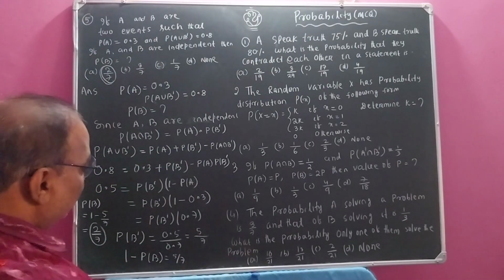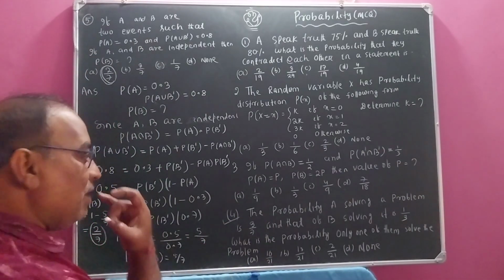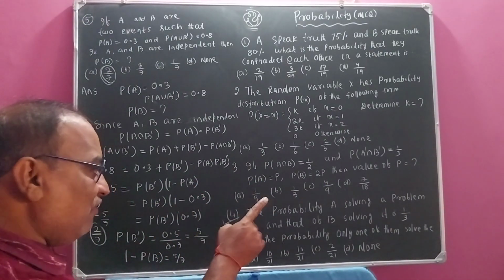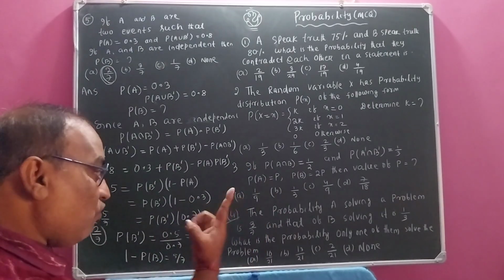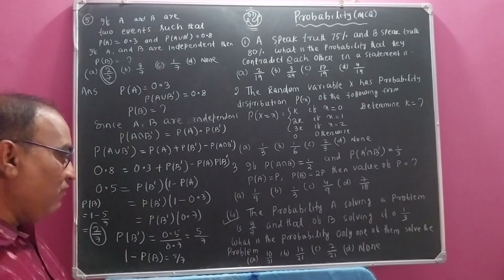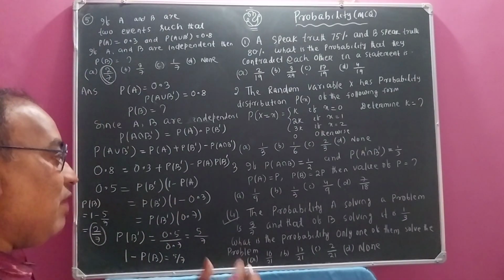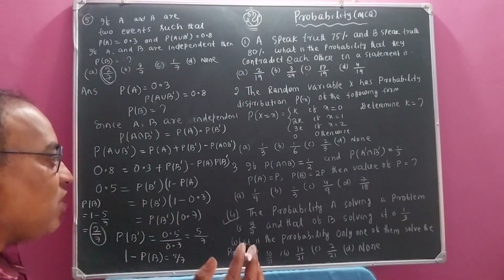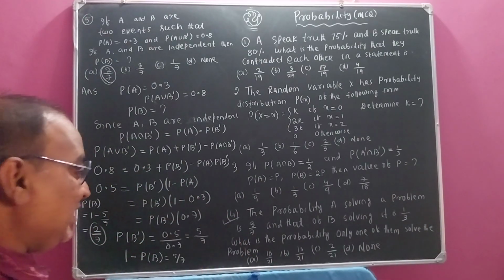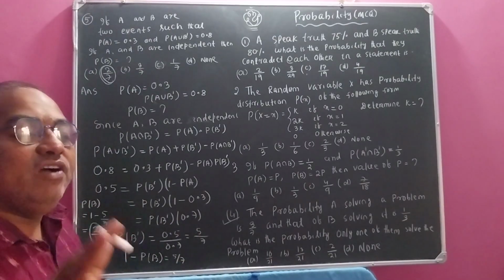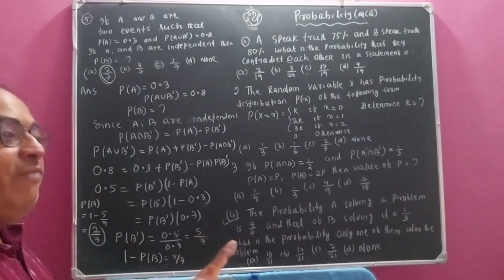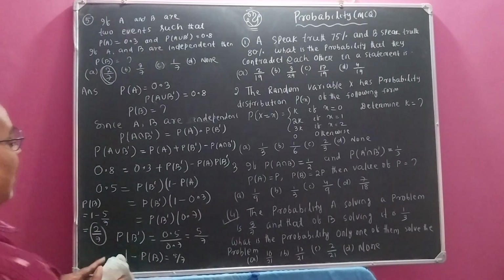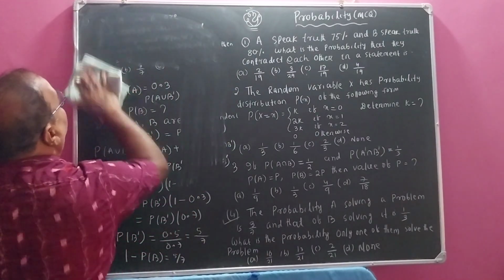So now let us come to question number 4. The probability of A solving a problem is 3/7, and that of B solving it is 1/3. What is the probability that only one of them solves the problem? Okay, the probability of A solving the problem is given as 3/7. The probability of B solving the problem is given as 1/3. What is the probability that only one of them solves the problem? If A solves the problem, B does not solve. If B solves the problem, A does not solve the problem. Our aim is to find the answer. That is the procedure for that type of question.